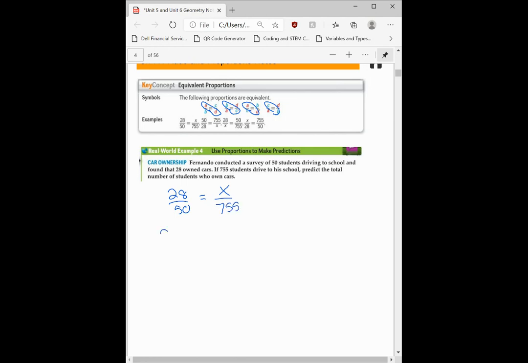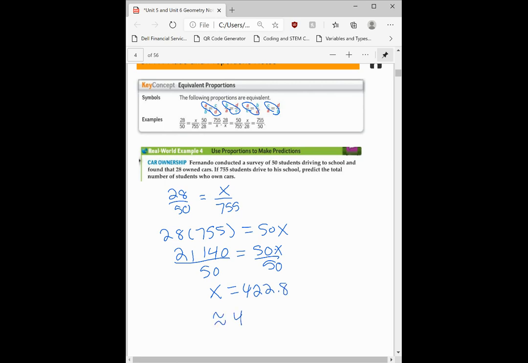So let's cross multiply. 28 times 755 is equal to 50 times x. 28 times 755 is 21,140, equal to 50x. Divide by 50. We get x is equal to 422.8. So that means approximately 423 students own cars. And that's our answer.